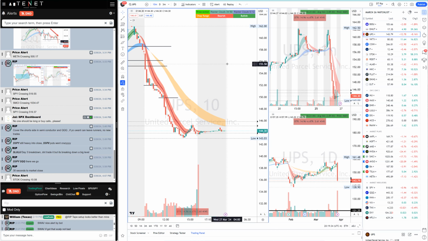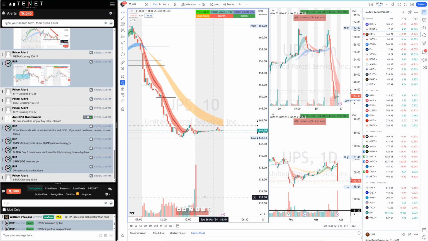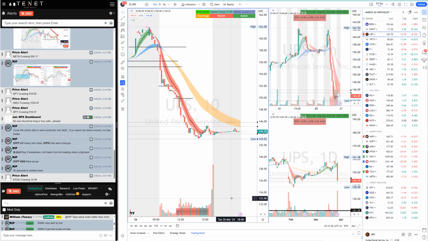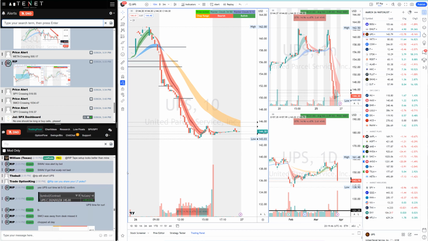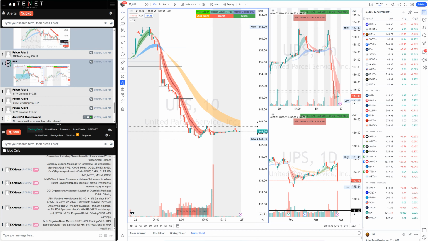Look at the range. UPS never trades this much range. It traded 400% of its average true range, ATR. We will watch it for day 2. High watch for day 2. Great trade today. A trade like this makes up for the whole week. Let's go to the next one.